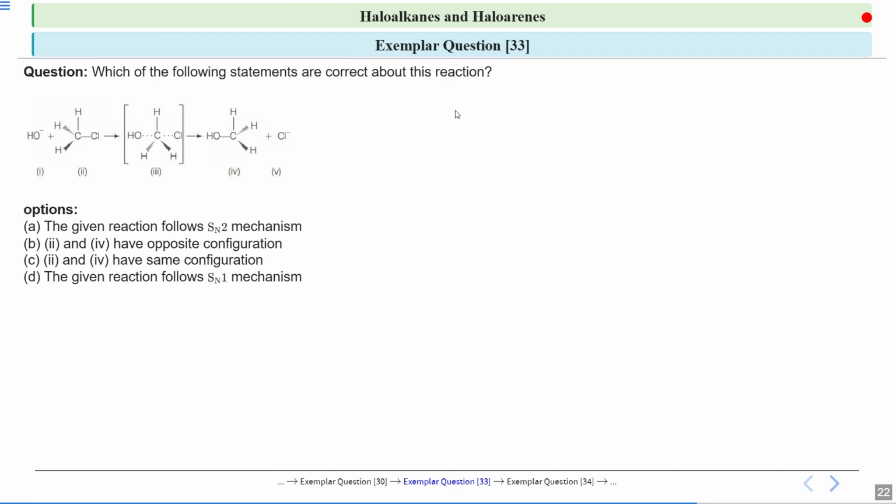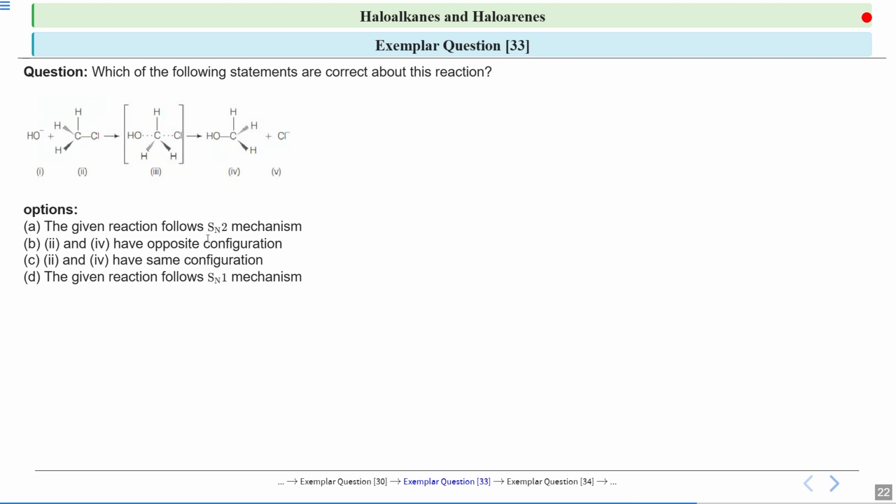Let's see our next question, exemplar question 33. The question is, which of the following statements are correct about this reaction? We are given a picture of the reaction where the first is the hydroxyl ion, which is the nucleophile. Second is methyl chloride. Third is the transition state representation. Fourth is our final product, which is an alcohol, methanol. And fifth is the chloride ion, the leaving group.